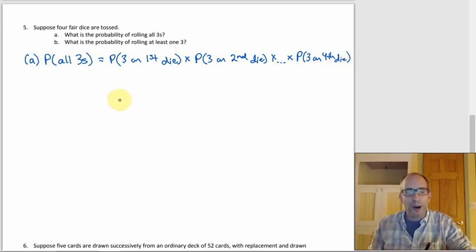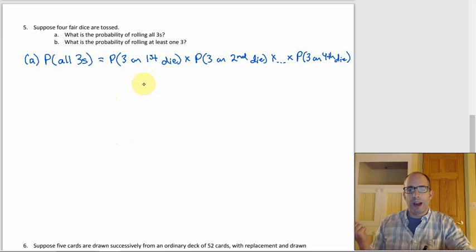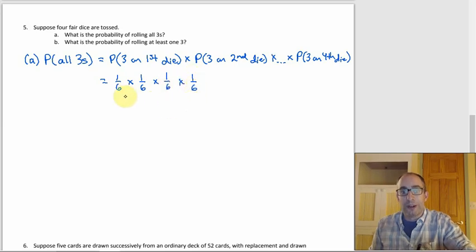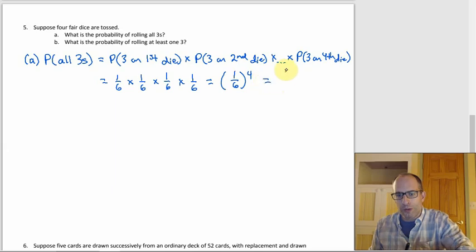Okay. But then on any individual die, the probability of rolling a 3 is 1/6, right? So you'd have 1/6 times 1/6 times 1/6 times 1/6, right? 4 of them, since there are 4 dice. And so then this ends up being 1/6 to the fourth. 1 to the fourth is 1. 6 to the fourth is 36 squared, which I think is 1296. Yeah, okay.